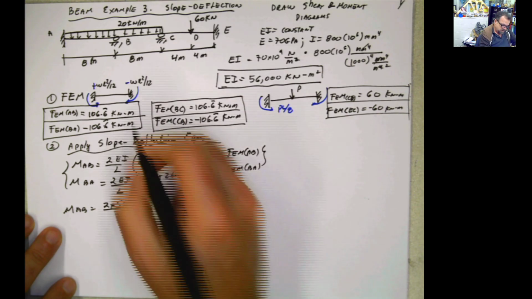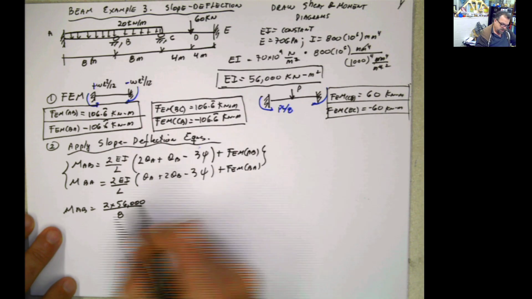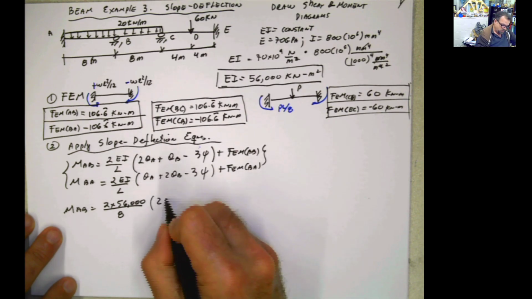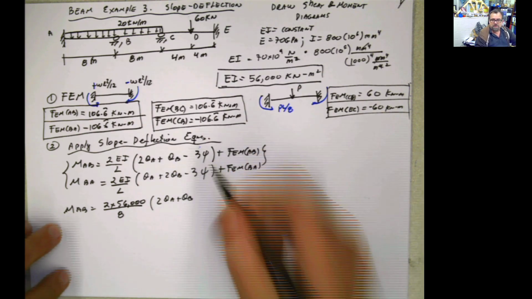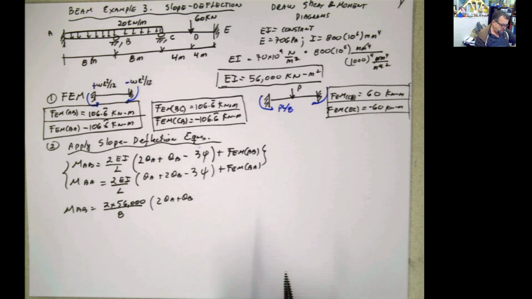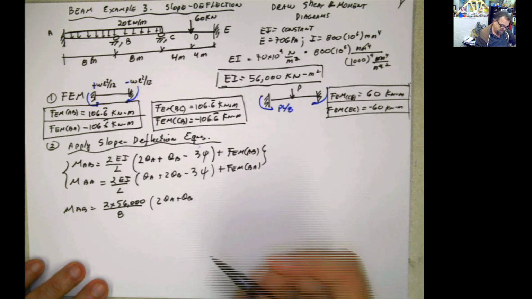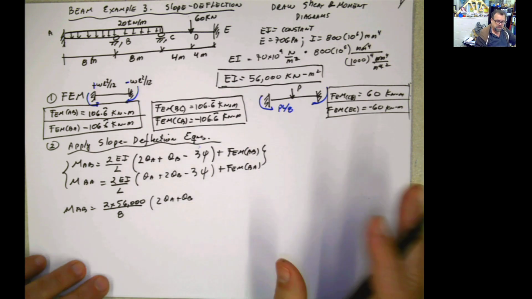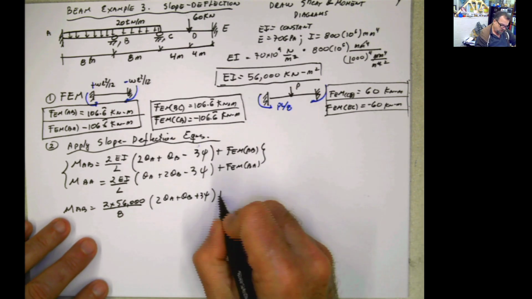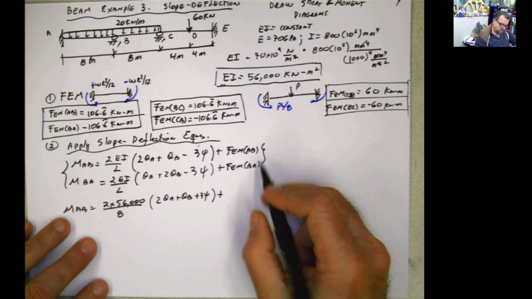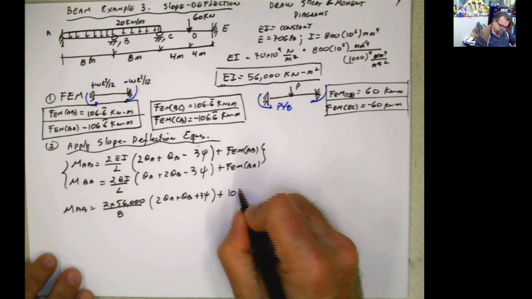So AB equals 2 times EI, 2 times 56,000 divided by L, which is 8. Now we have kilonewton meter squared divided by meter. Now we have kilonewton meter. Perfect. 2 rotation at A plus rotation at B. There is no differential settlement or displacement between both of them, so that means that is going to be 0. However, this is the point that you have to be careful with. I'm gonna put it here, and I'm gonna explain this to you. Plus, let me put here the fixed moment AB, and the fixed moment AB is 106.6.